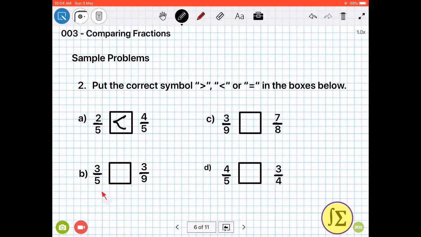Okay, let's look at B. Right, this is the opposite of A. The numerators are the same, 3 for each. That means we can determine which fraction is smaller by looking at the denominator. As mentioned earlier, when the numerators are the same, the larger the denominator, the smaller the fraction is. That means 3 over 9 is smaller than 3 over 5.